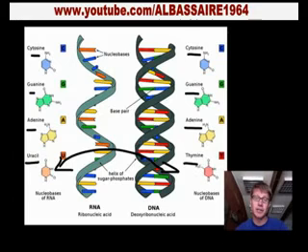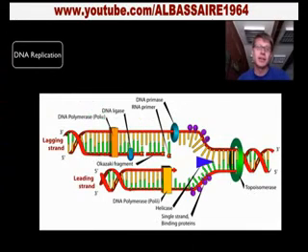DNA is simply a double helix. So it's going to have bases on either side. And so if we have an A on this side, then we'll have a T on the other side. Okay. Next I want to talk about DNA replication.